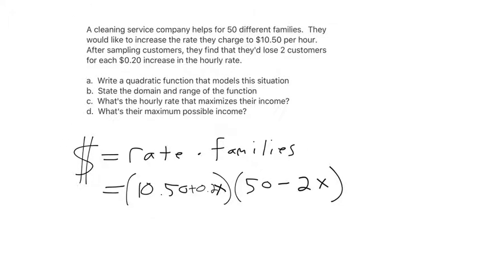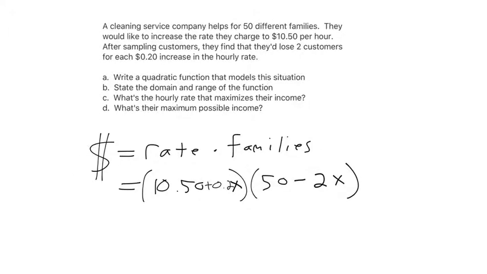We can find out how many times we should increase, or perhaps if x is negative, how many times we should decrease the price. But this is a quadratic to model the situation. It's just not in standard form. To put it in standard form, you would just multiply these two parentheses.